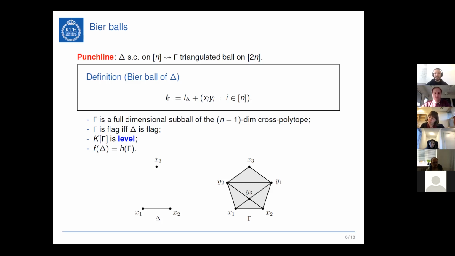Something very nice is that the H vector of gamma is the F vector of delta. So there is this swapping between the F vector of one and the H vector of the other.